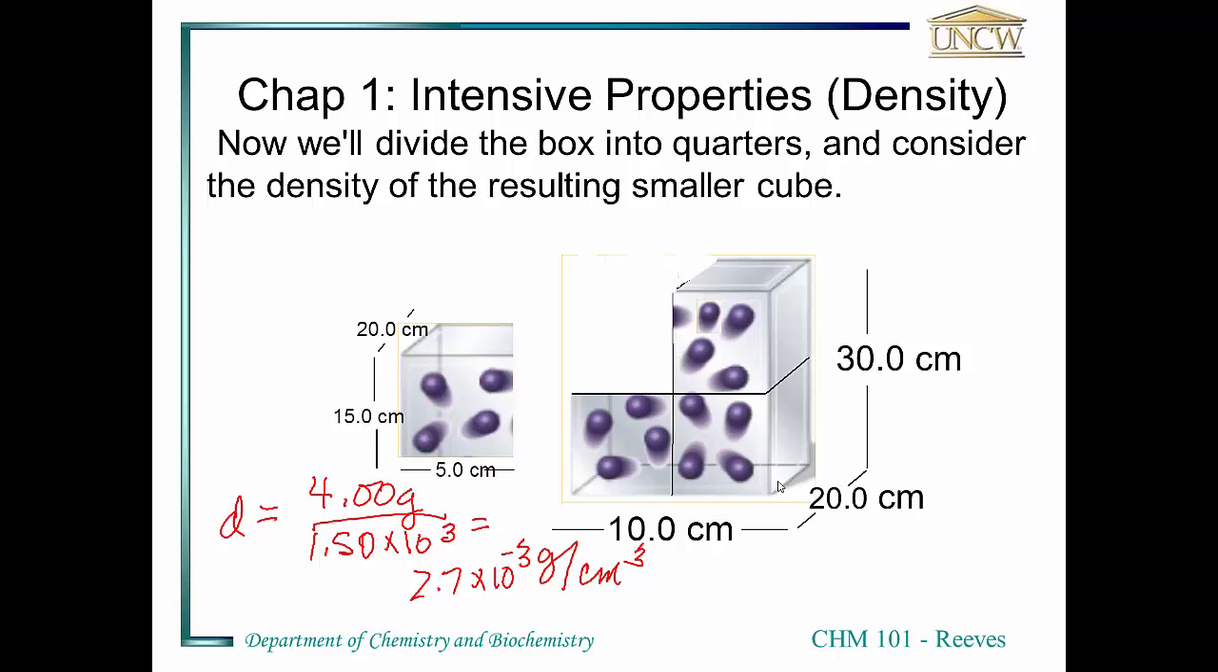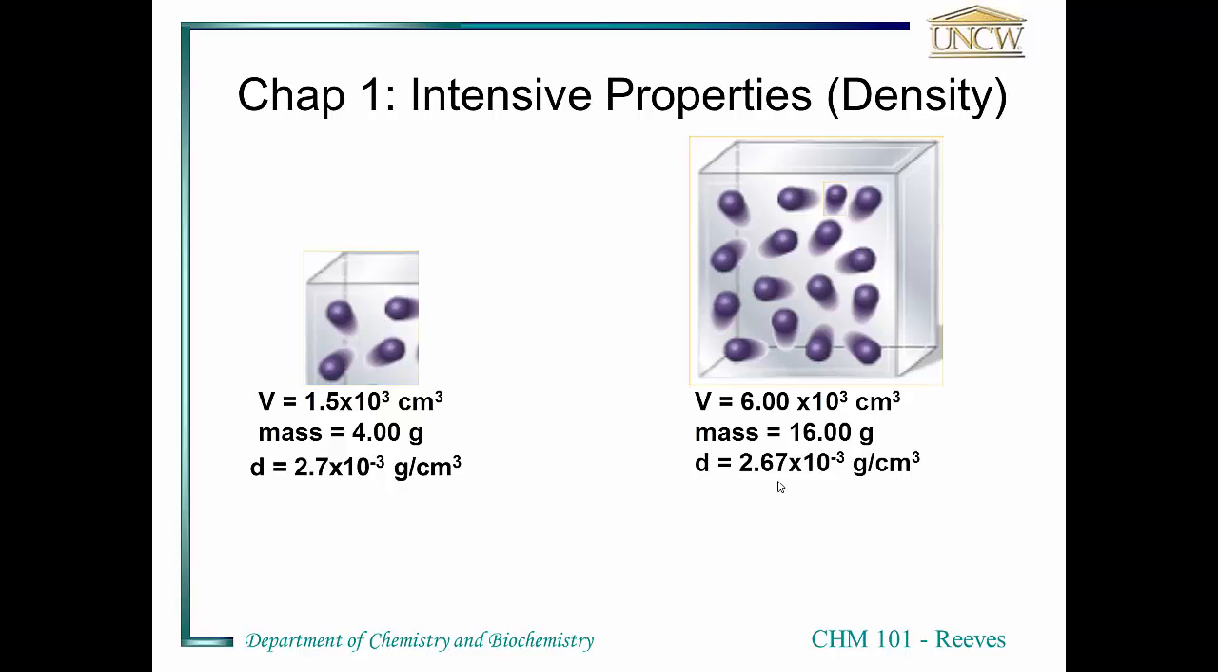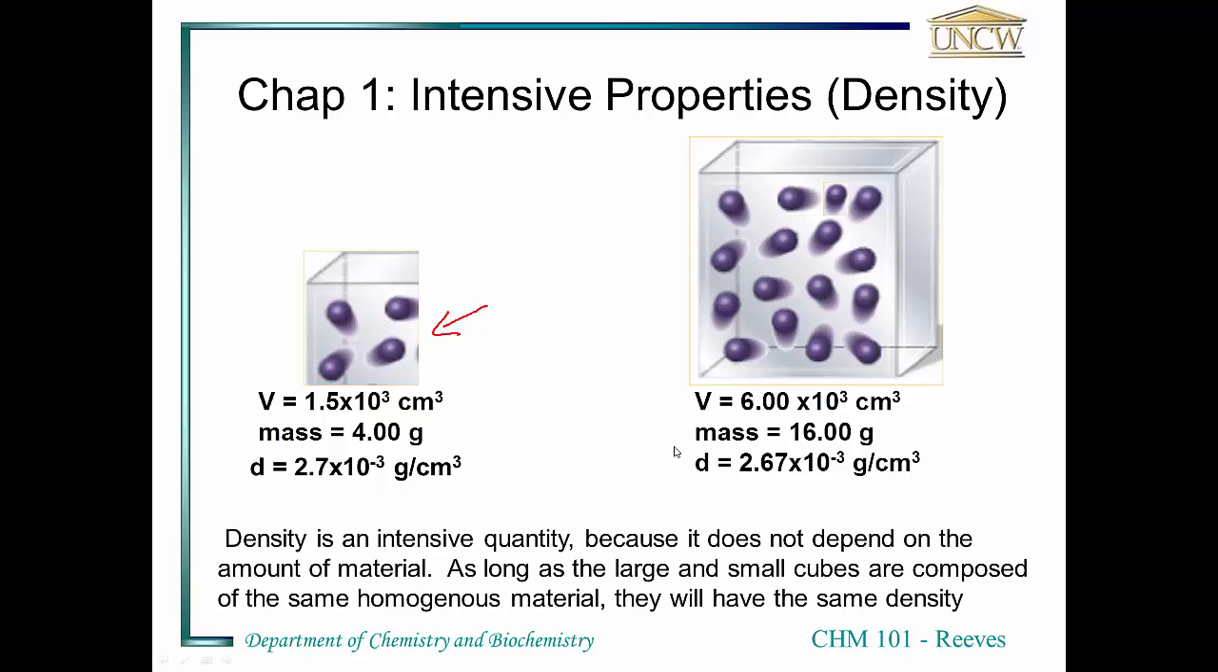Okay, so the density for each of them is the same. There's less mass in this sample, but there's also less volume, and the ratio turns out to be the same. So density is a property of that substance, and the amount of the substance doesn't change its density. Density is then an intensive quantity because it doesn't depend on amount. As long as the cubes are composed of the same material, their density will be the same.